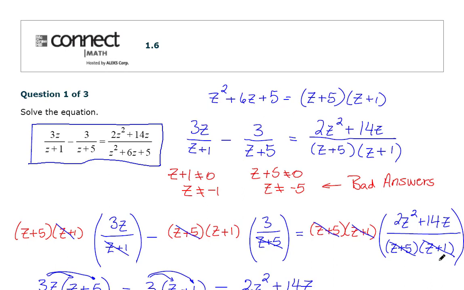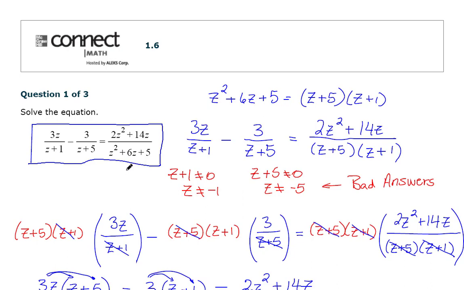Welcome to Math 1314. This is section 1.6. In the first part here, we're looking at solving some equations, and these equations, like the one here in question 1, have variables in the denominator. It looks ugly and it looks complicated.